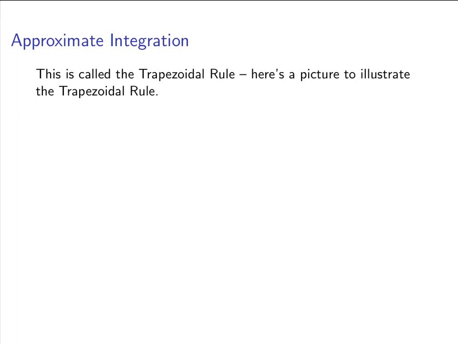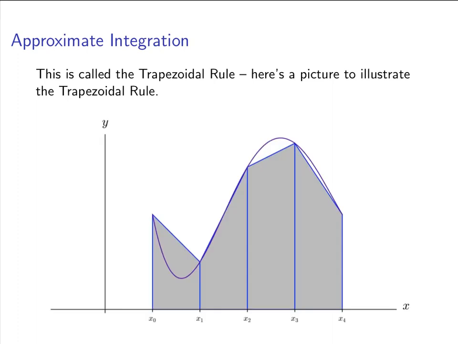This is called the trapezoidal rule, and to illustrate that, here's a picture. In the trapezoidal rule, we make trapezoids by going up to the curve on both the left and the right endpoints of each subinterval. And so the trapezoid rule in certain circumstances is a little bit more accurate than just the left endpoint or the right endpoint Riemann sums.